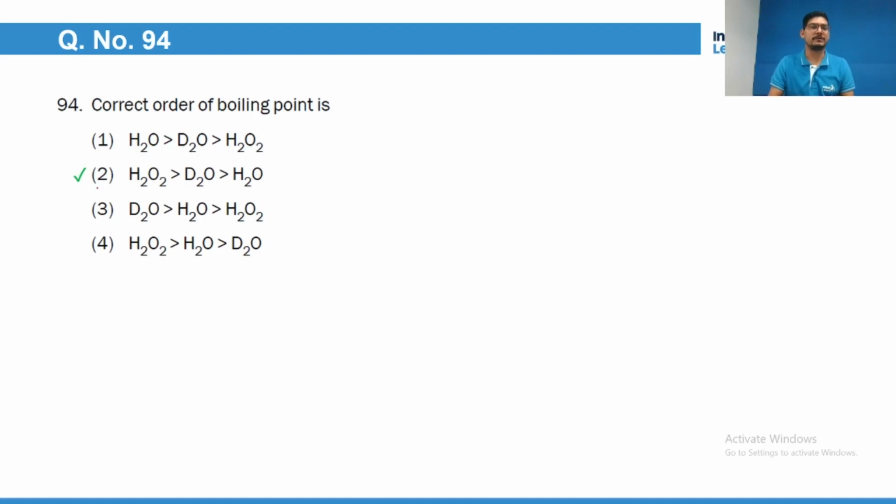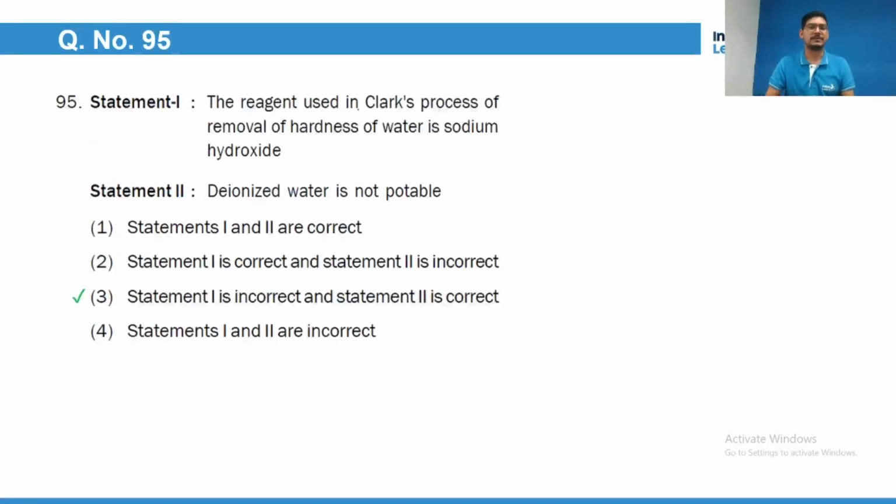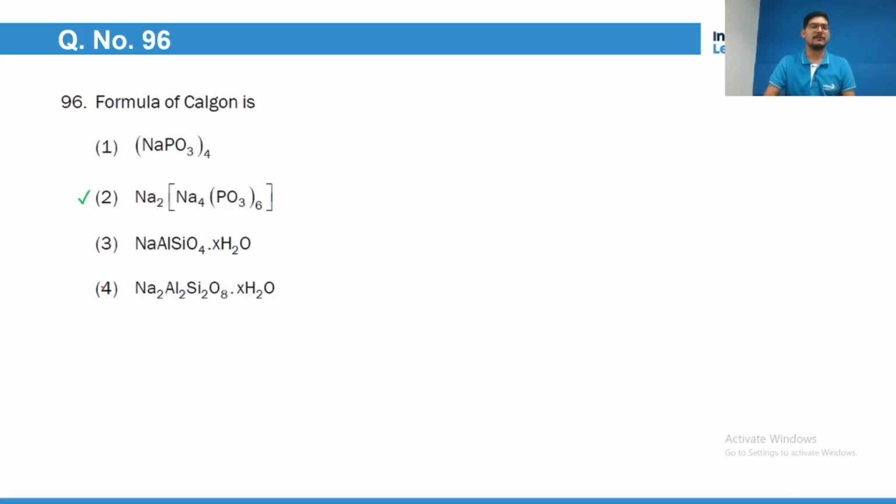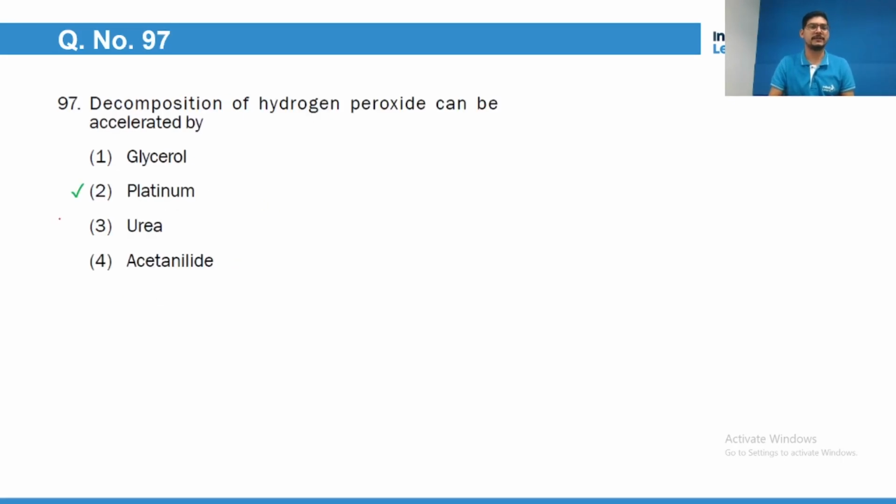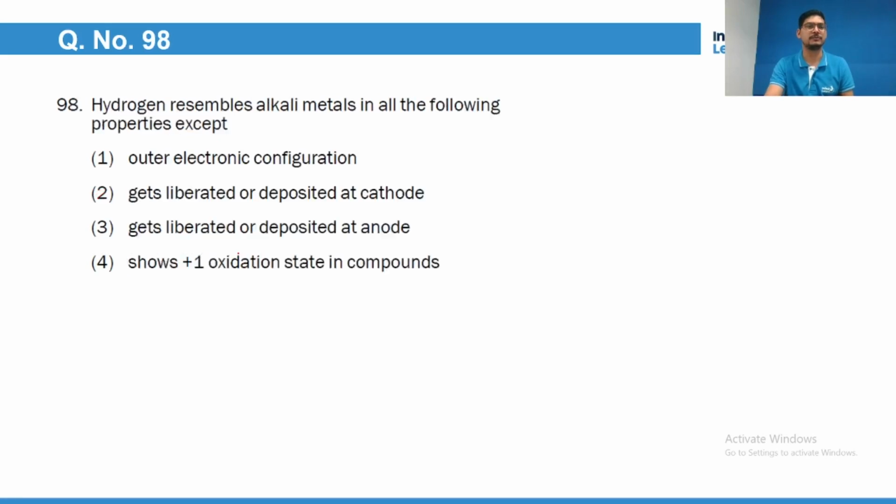Correct order of boiling point would be H2O2, then D2O and then H2O, right? Because the extent of hydrogen bonding is more in H2O2 as compared to D2O and H2O. The reagent used in Clark's process is slaked lime, calcium hydroxide, and not sodium hydroxide. Deionized water is not potable. Yes, that is correct. It's not drinkable. Formula of Calgon is this one. Decomposition of hydrogen peroxide can be accelerated by metals, right? So platinum, and in fact, glycerol, urea, and acetanilide are used to inhibit the decomposition of H2O2.